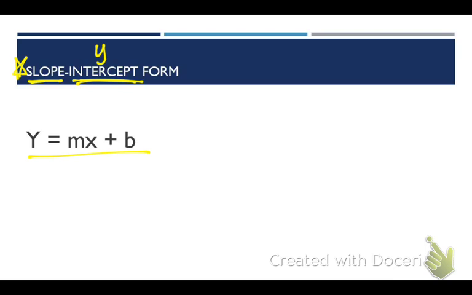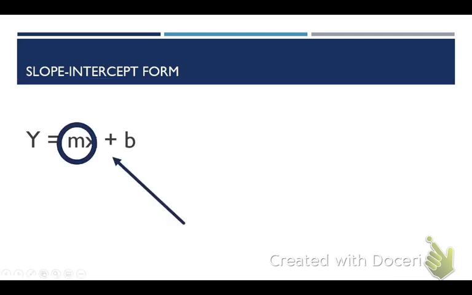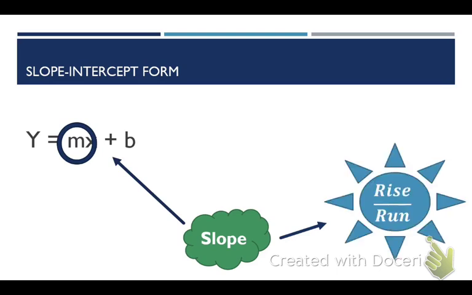Which of these letters, y equals mx plus b, represents the slope? M. So go ahead and write that. M represents the slope. And then the slope is always written as a fraction. It's something over something. It starts with an R, both of them. Does anybody remember what it is? The rise over the run. Good. So I'd write that in too if you don't remember that. Rise over run.